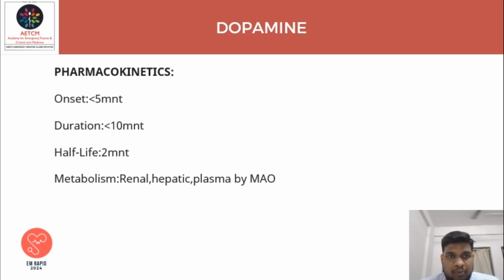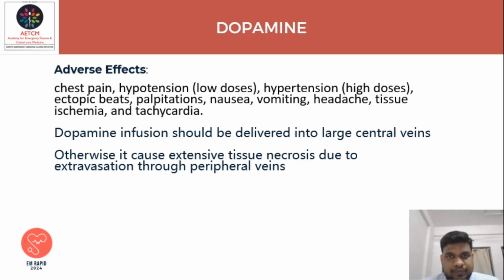Coming to the pharmacokinetics of dopamine, onset is less than 5 minutes, duration is less than 10 minutes, half-life of dopamine is 2 minutes, and metabolism is by renal, hepatic, and plasma monoamine oxidase. Coming to the adverse effects of dopamine, it can cause chest pain, hypotension in low doses, hypertension in high doses, ectopic beats, palpitation, nausea, vomiting, headache, tissue ischemia, and tachycardia. Dopamine infusion should be delivered into large central veins, otherwise it causes extensive tissue necrosis due to extravasation through peripheral veins.